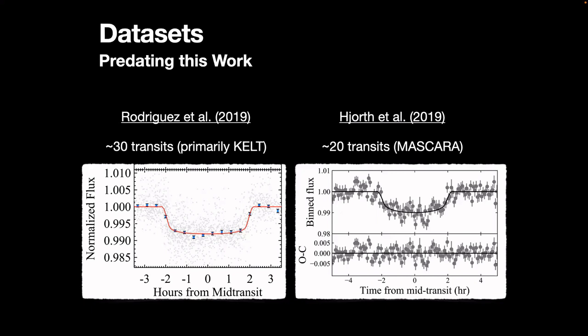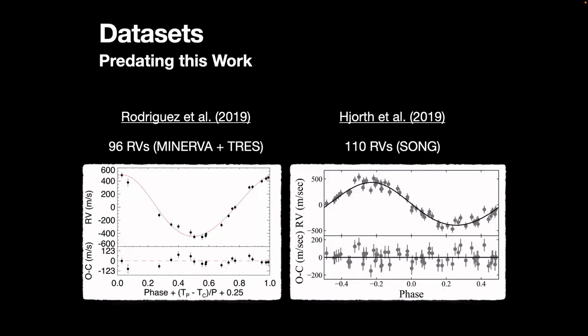And then on the right, we have the Horth et al. paper, which used MASCARA, the Multi-site All-Sky CAmera, which got about 20 transits. And you can see both of them find a well-behaved transiting exoplanet. And those are basically all the photometry that was used for both of those data sets. Notice there's no overlapping data here between the two publications.